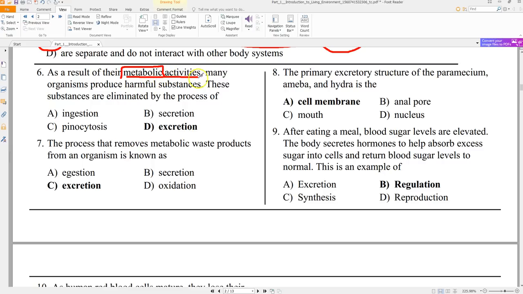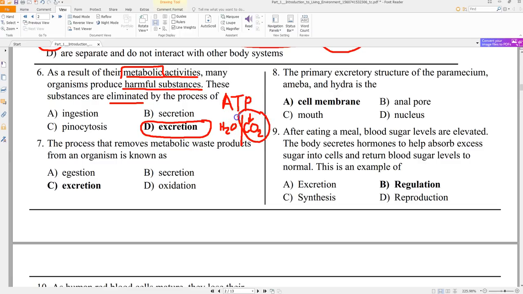biochemical processes. So, as a result of their metabolic activities, many organisms produce harmful substances. These substances are eliminated through the process of excretion. When your cells make ATP energy, you are also making water, H2O, and a waste product called carbon dioxide, CO2. This is just part of the reaction, and it has to leave your body.